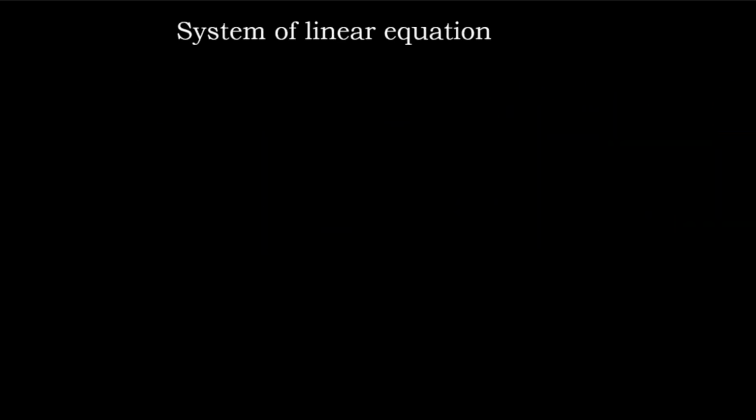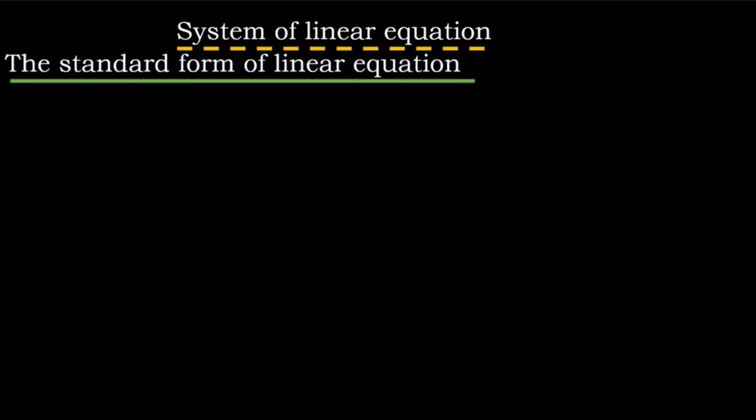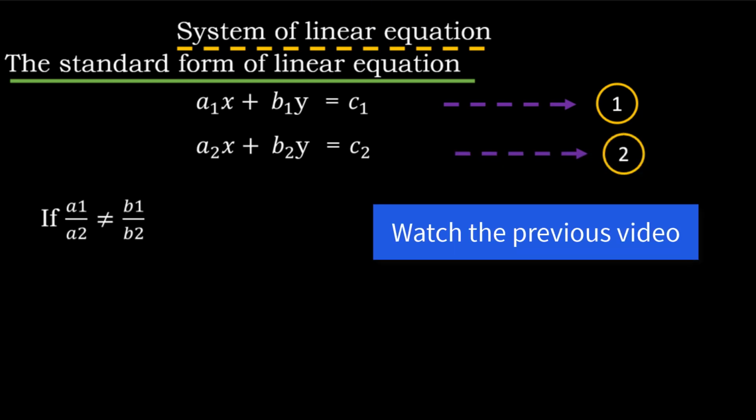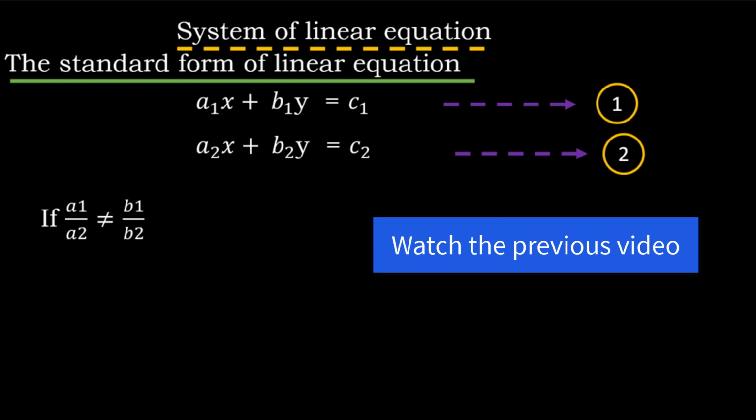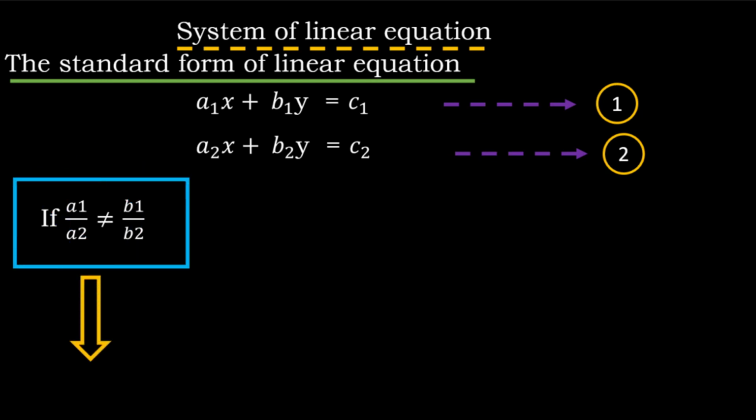Hi guys, what's up? We studied before the system of linear equations. The standard form of a linear equation is a sub 1 x plus b sub 1 y equals c sub 1, the first equation, and a sub 2 x plus b sub 2 y equals c sub 2, the second equation. If a sub 1 over a sub 2 is not equal to b sub 1 over b sub 2, we will deduce that we have just one solution.